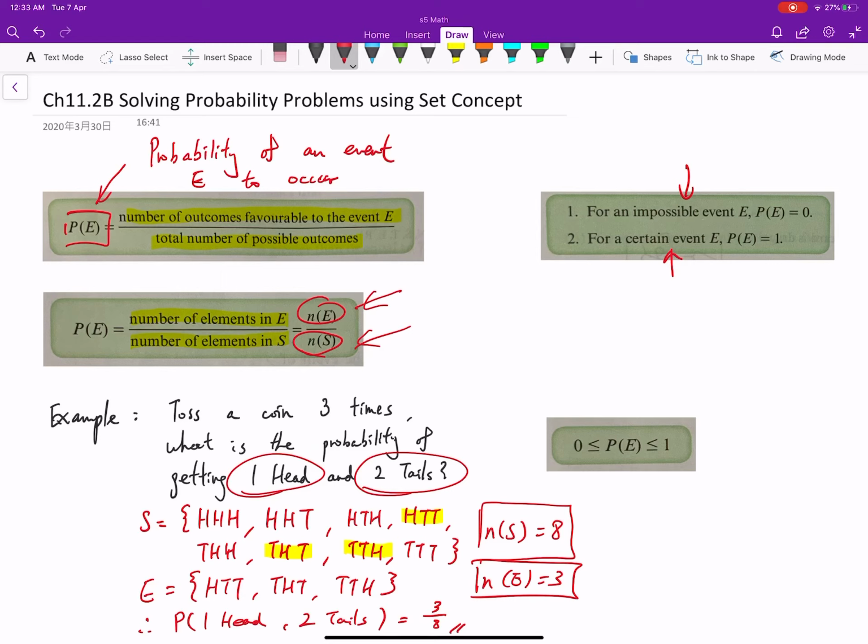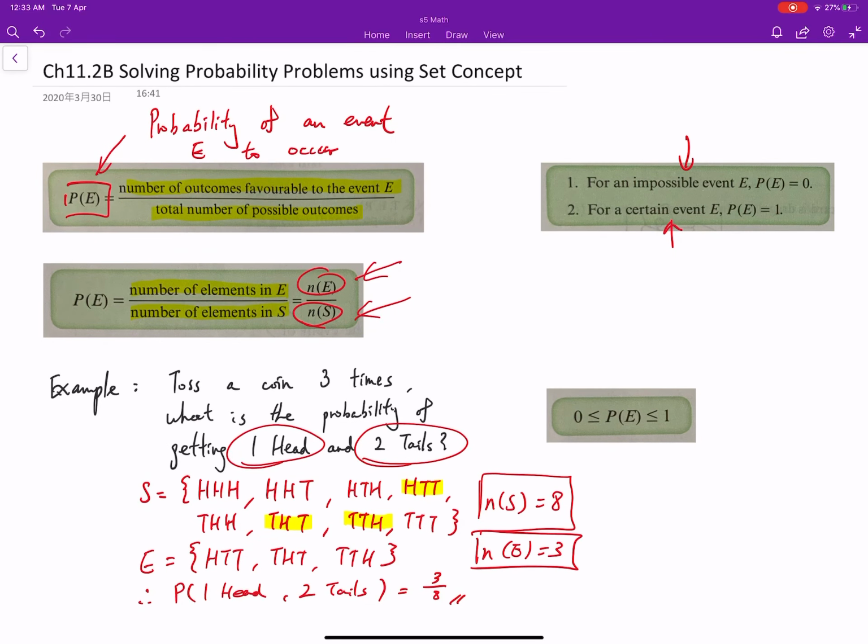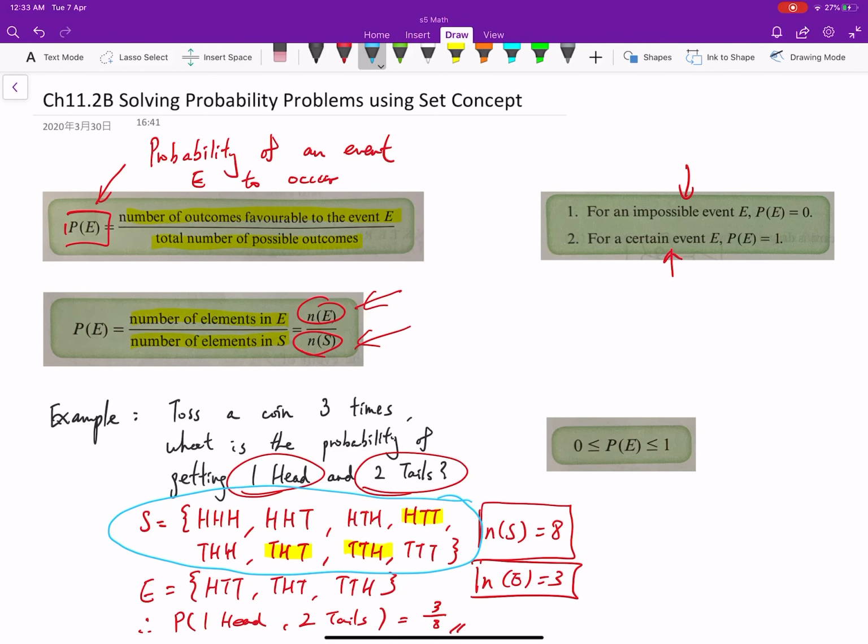Impossible event means the event contains no elements under our concern. For example, if we use this example, the sample space is this, right? If we concern an event E like getting 4 heads, then it must be impossible, right? So you can imagine if that is an impossible event, there will be no elements in the event E under our concern. So the number of elements must be 0. So if the number of elements is 0, then you will get the probability is 0.